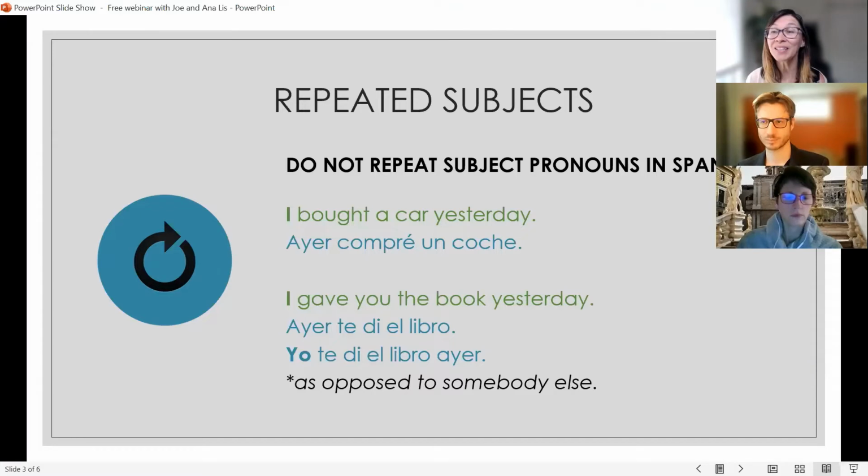So by including the subject pronoun all the time, and I'm going to show you an example like that, I'm first of all creating a very clunky sentence, and second of all, I'm including emphasis that wasn't present in my original text.